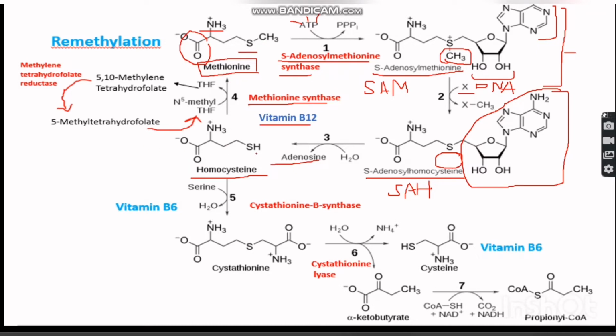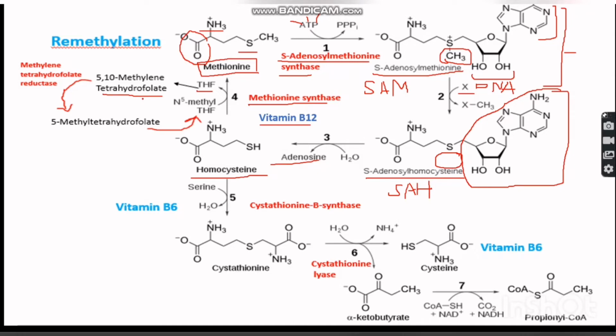So this homocysteine is directly converted to methionine by tetrahydrofolate. This is the folate cycle that initiates with homocysteine and converts it back into methionine. Tetrahydrofolate is converted into 5,10-methylene tetrahydrofolate, which means that a methyl group has been added at the 5th and 10th position, and it produces what?